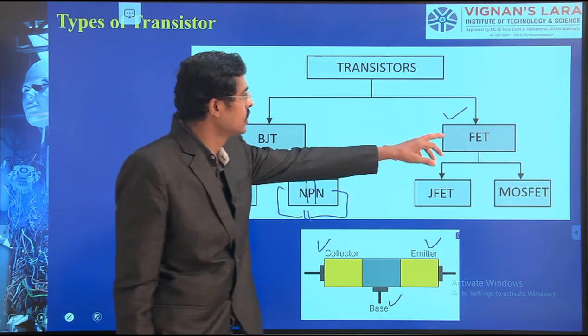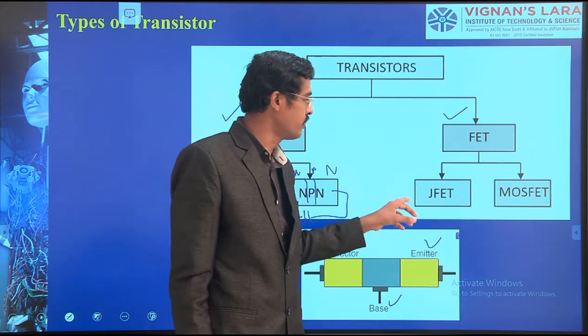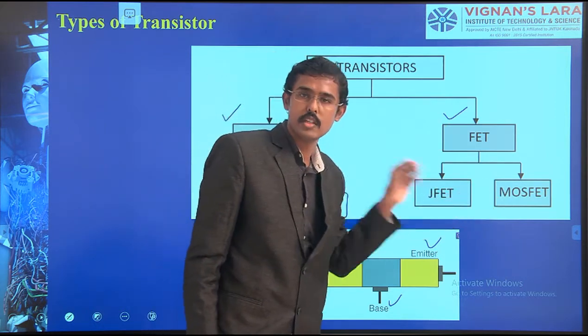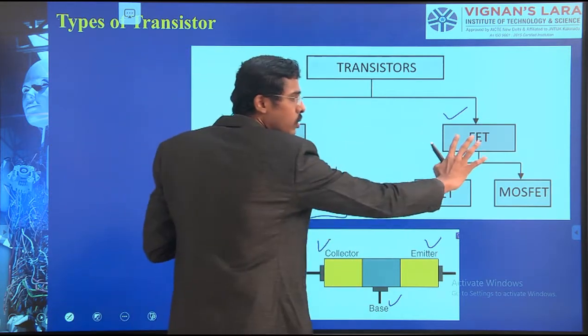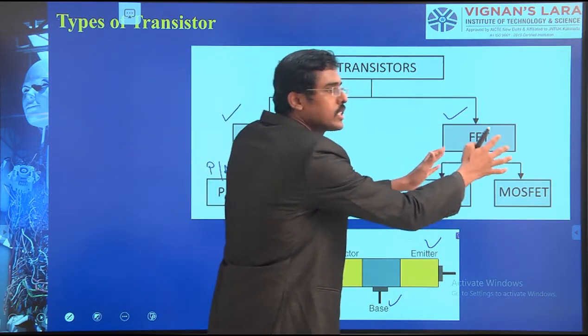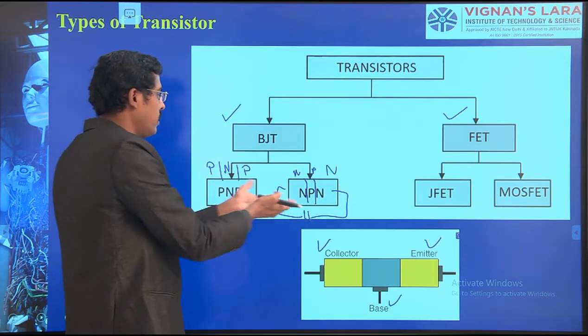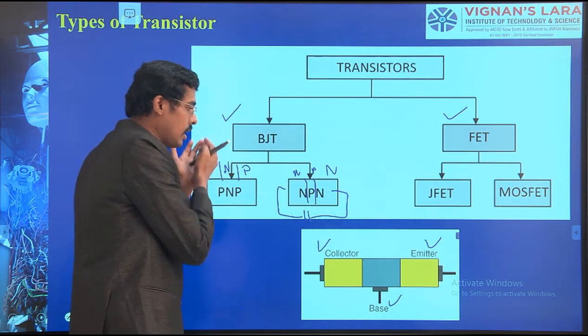So here the FET is divided into two categories, JFET and MOSFET. These things we will discuss. As of now, we have divided the transistor into two: one is BJT and one is FET. This BJT we again divide into PNP and NPN. This we are going to see now.